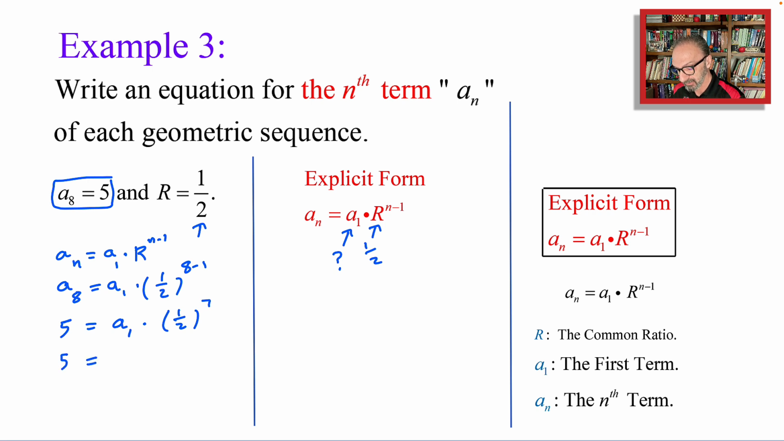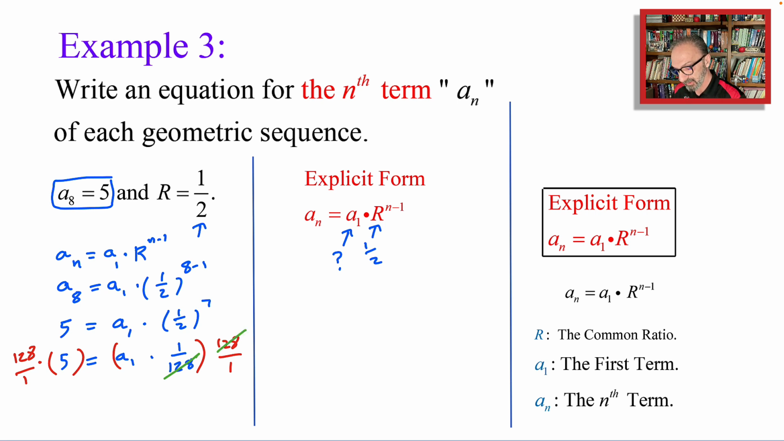Using the calculator, you could evaluate half to the power 7, and that is 1 over 128. To solve for a sub 1, I'm going to multiply both sides by 128 over 1. This cancels and leaves a sub 1 alone.